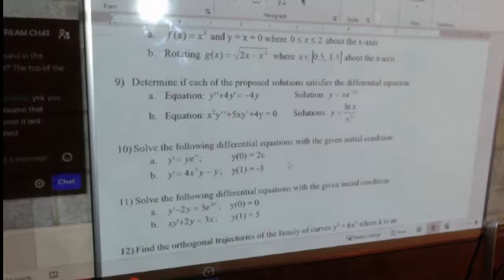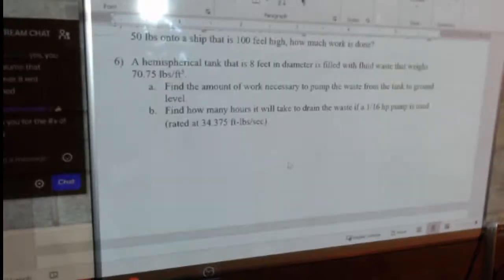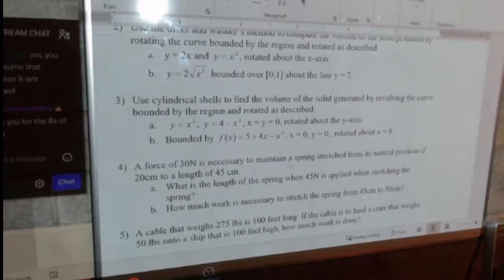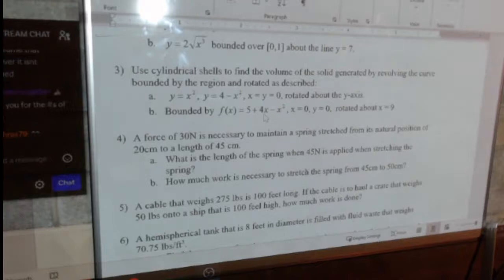Are you guys sure that you're good with, you know, the cylindrical shells and stuff like that? Because that's certainly a lot older than all this differential equation stuff that you guys seem to not like.